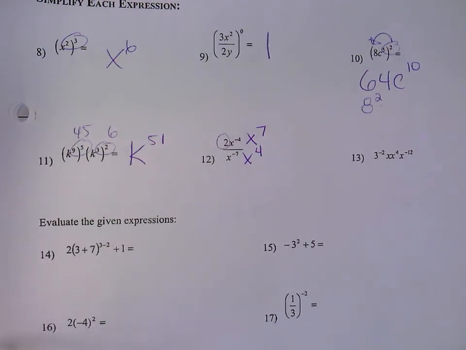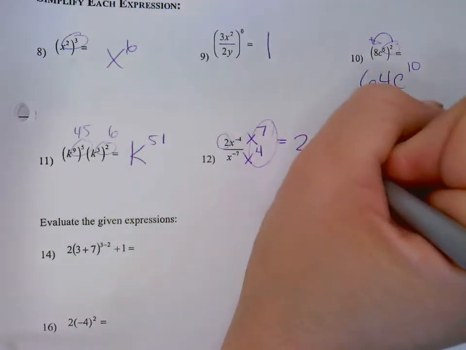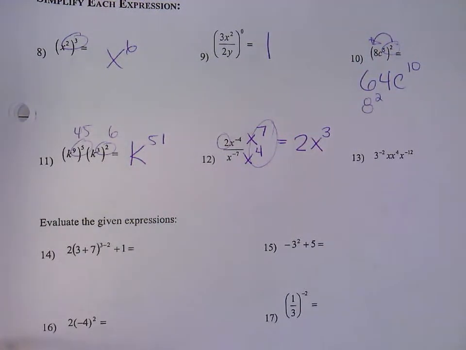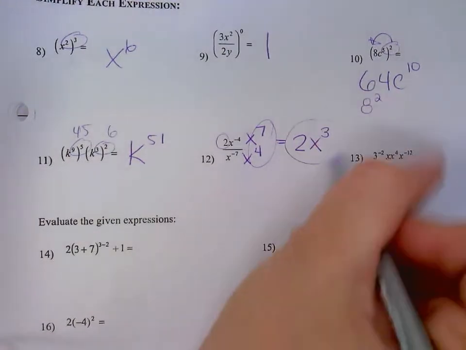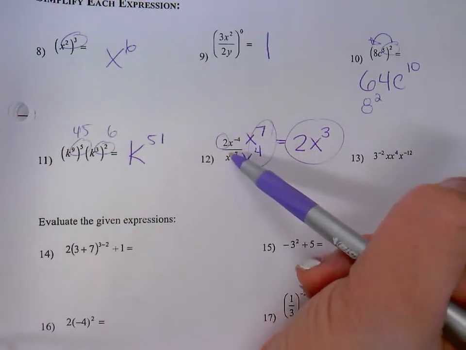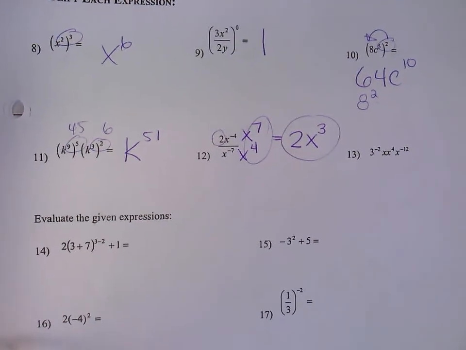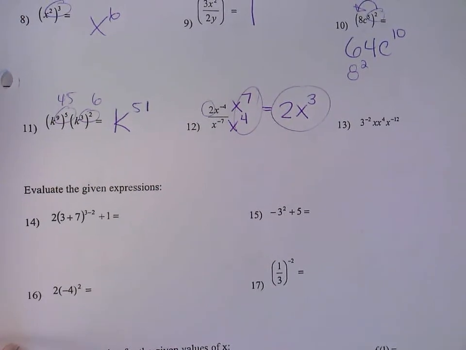Then you can do that subtraction rule. So your final answer comes out to 2x cubed. I guess you could also use the subtraction rule at this step. Negative 4 minus negative 7 does give you positive 3. So that to me is the most challenging one on here so far.